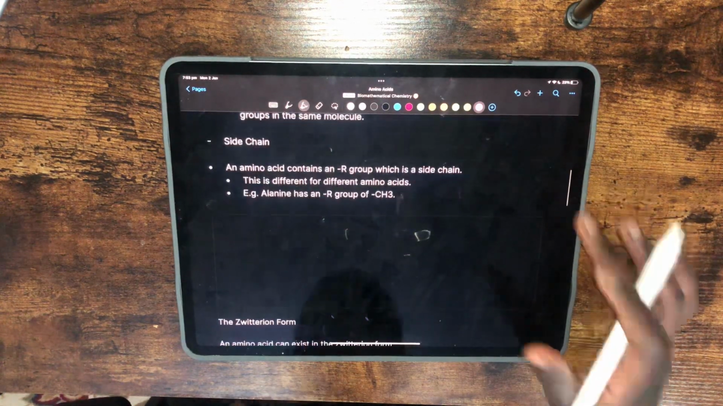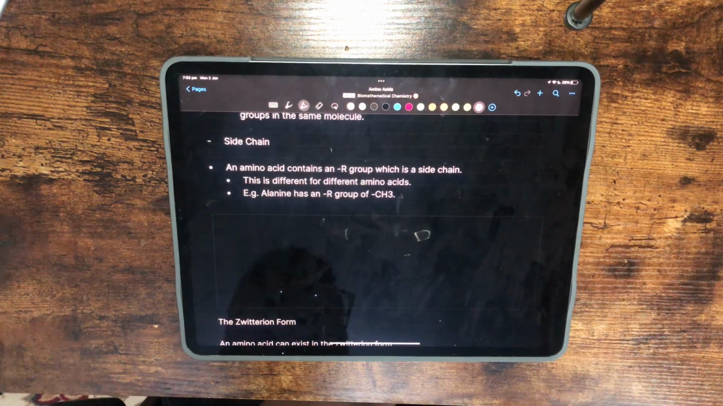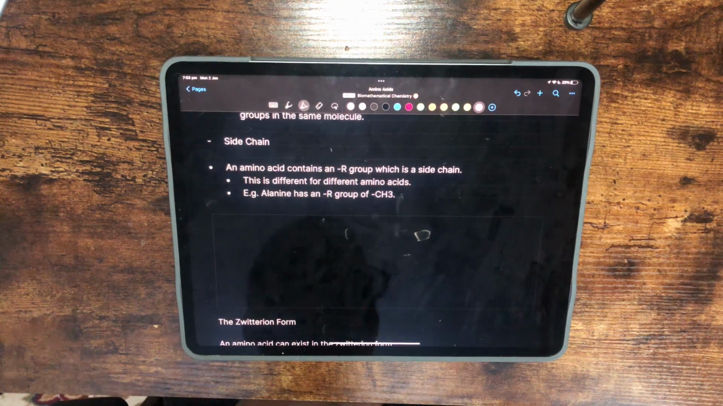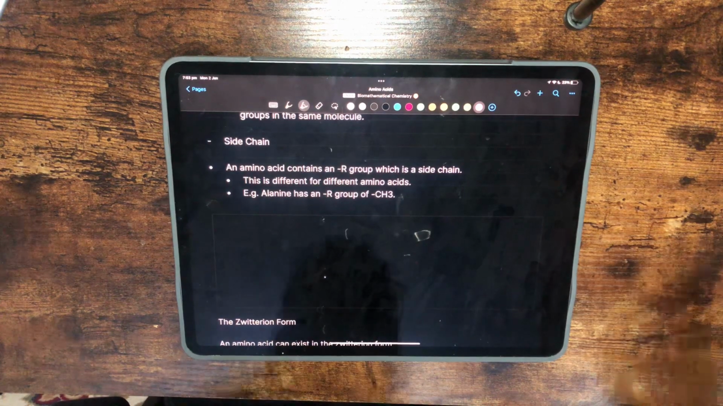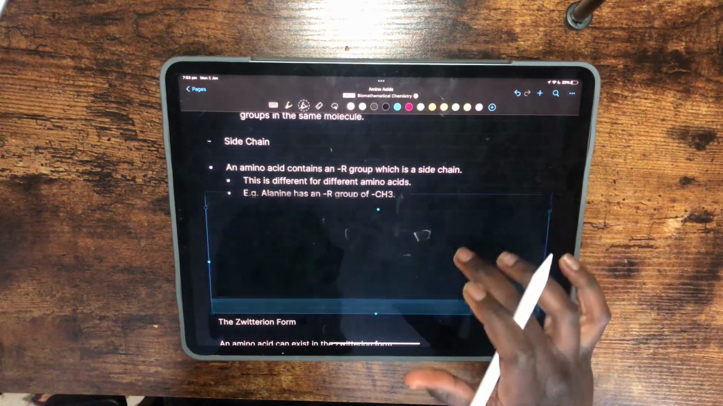Side chain. An amino acid contains an R group, which is a side chain. This is different for different amino acids. So alanine has an R group of CH3.